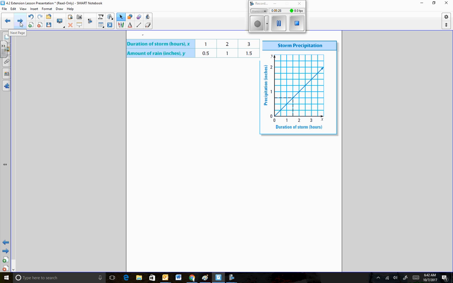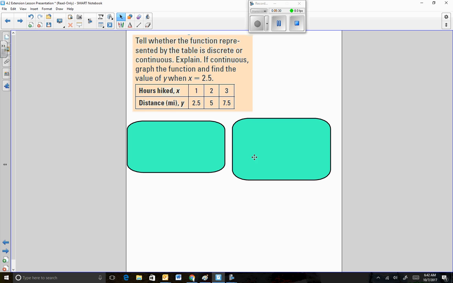All right, next question. Tell whether the function represented by this table is discrete or continuous. Explain if continuous, graph the function, and find the value of y. Hours hiked, distance. Think about this, pause your video, and decide if this should be a continuous graph or a discrete graph. Welcome back. Obviously, we're looking at measurements here because we're talking about how far someone walked after a certain amount of time. Both of these can be measured in continuous ways, so the graph should be continuous.